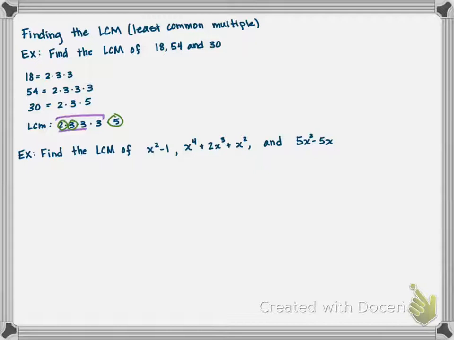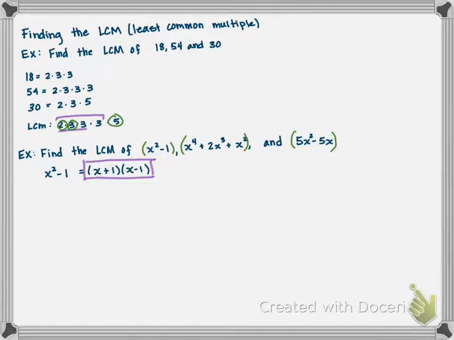So we don't want to look at individual terms. This is one number, this is another number, and this is another number. So that entire thing needs to be factored. We never want to do prime factorization of individual terms. We want to factor the entire thing as a polynomial. So we're going to start with x squared minus 1, which is equal to x plus 1 times x minus 1. So that's my first factorization.